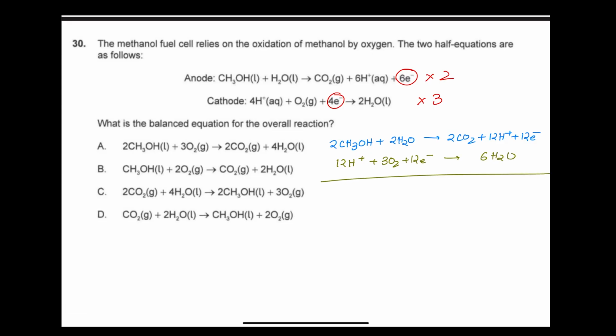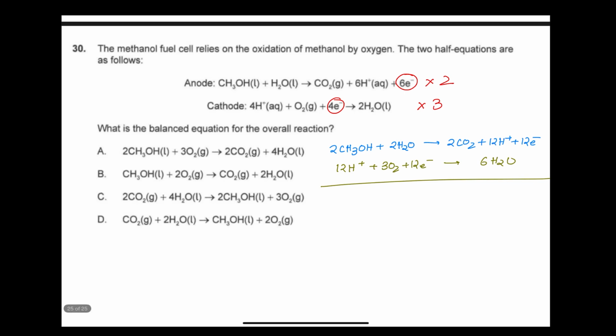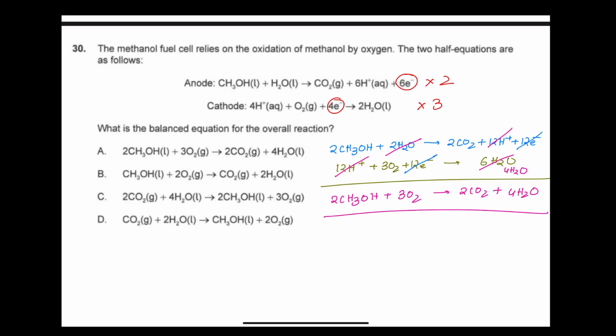Now, when you add these two reactions together, it's more like mathematical equations. You can cancel 12 electrons from both sides. You can cancel 12H plus on both sides. H2O and 6H2O, you can make this 4H2O on the right. So finally, you'll have 2CH3OH plus 3O2 gives you twice CO2 and 4H2O, which corresponds to option A.